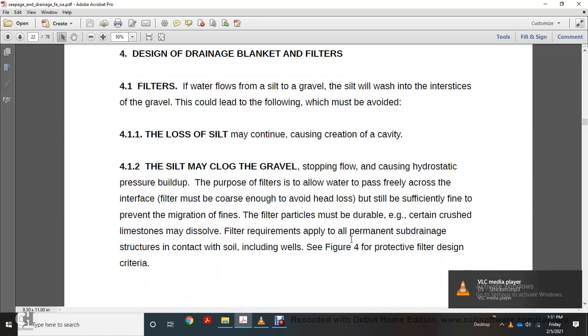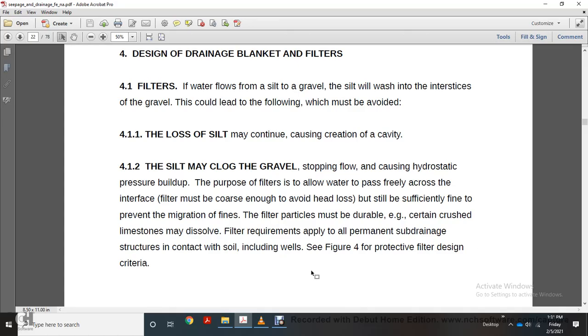The purpose of the filters is to allow the water to pass freely across the interface. The filter must be coarse enough to avoid head loss, but fine enough to prevent migration of the fines. The filter particles must be durable, and certain crushed limestones may dissolve. Filter requirements apply to all permanent subdrainage structures in contact with the soil, including wells.